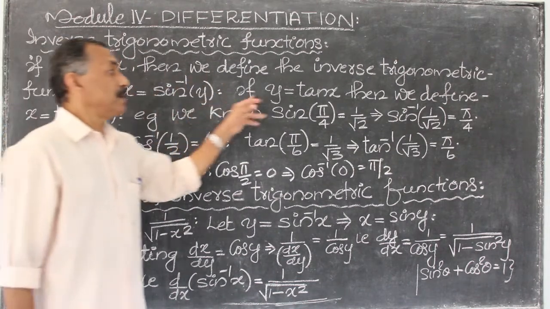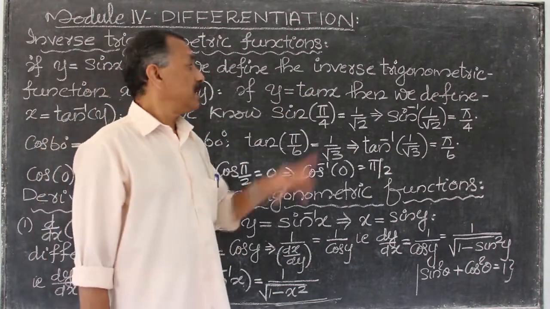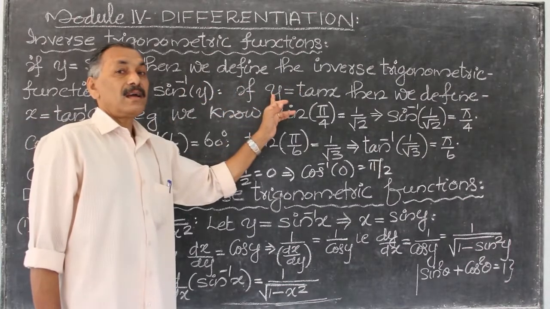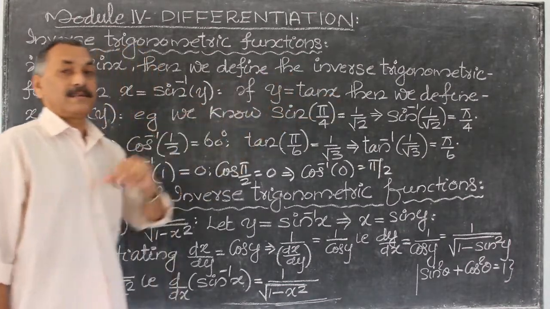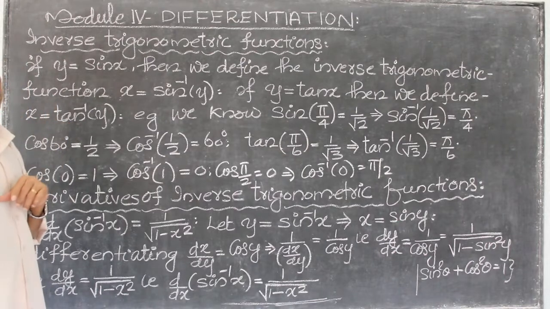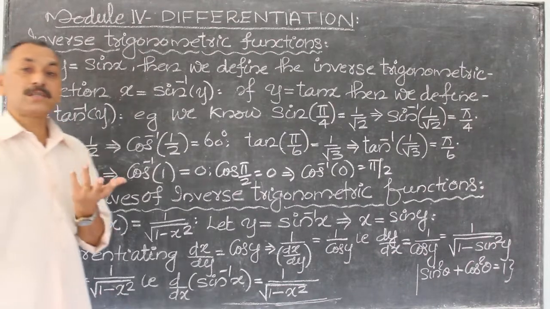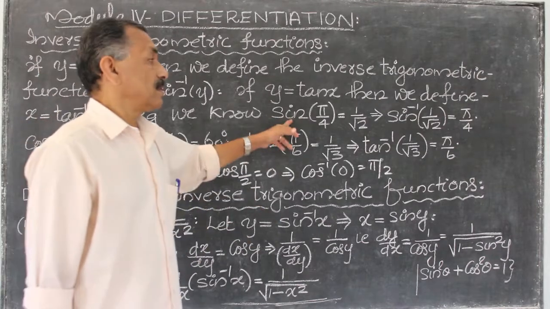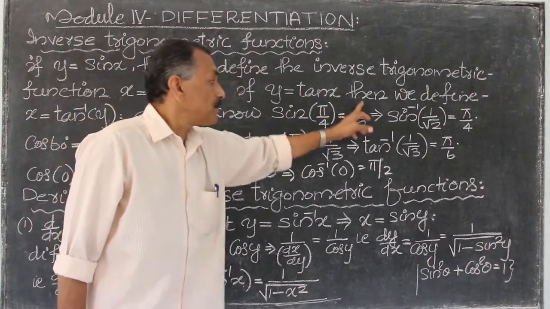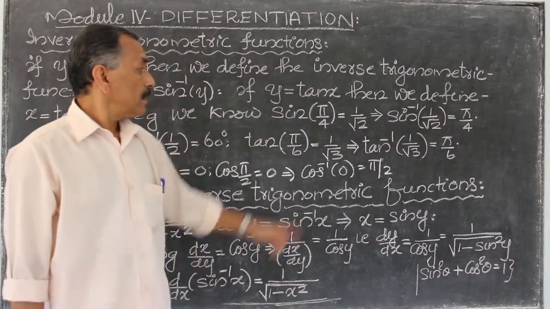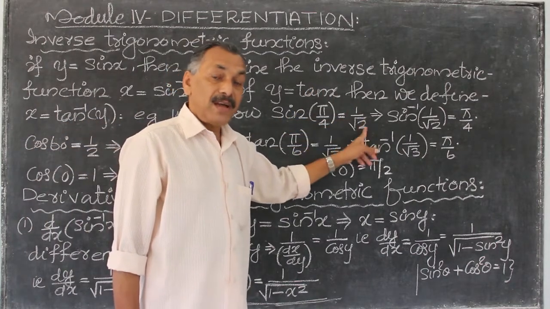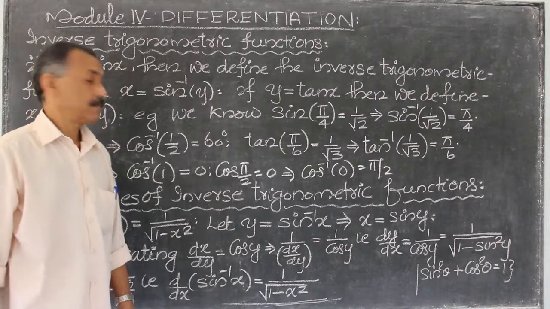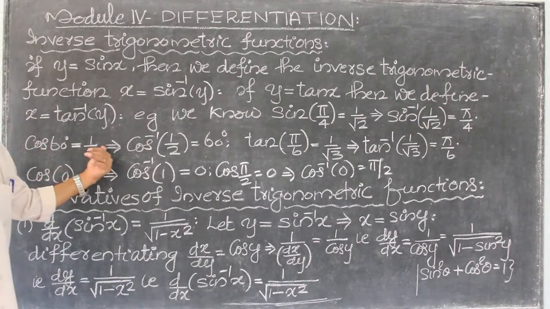Okay. Similarly, if y is equal to tan x, then we define tan inverse y as the angle that gives y, so tan inverse y is equal to x. Similarly, if cos x is equal to y, then cos inverse y is equal to x. An example: sin of an angle pi by 4 is equal to 1 by root 2. The angle that gives this sine value 1 by root 2 is sin inverse of 1 by root 2, which is equal to pi by 4.